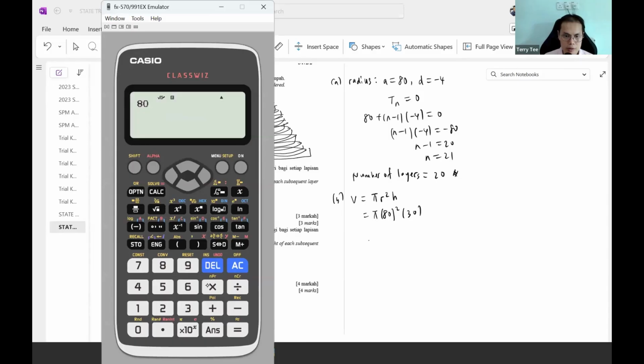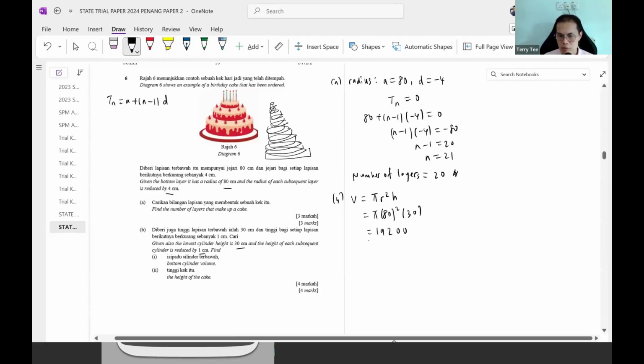Just use your calculator. 80 squared times 30 will give us 192 000 pi, in cm cube.